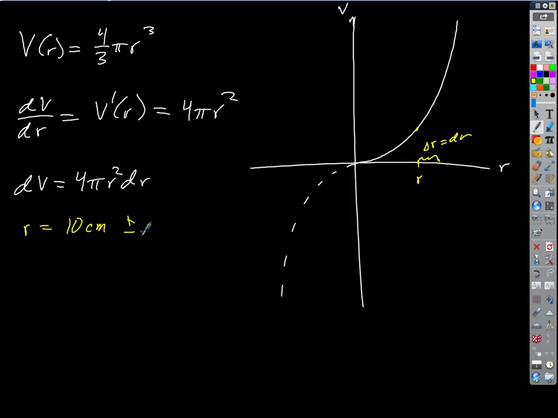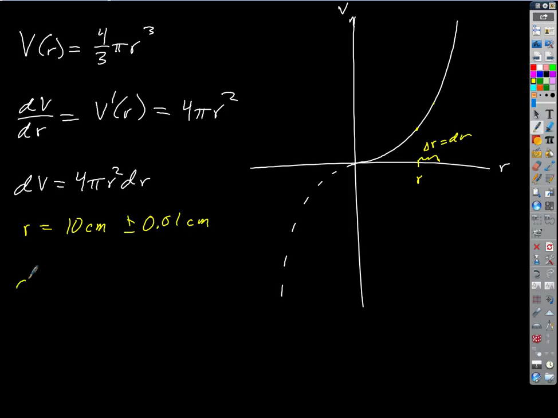What do you think? I don't know, like 0.01 centimeters, okay? Plus or minus 0.01 centimeters is our radius. Let's figure out what's going to be the propagated error in terms of the volume, right?